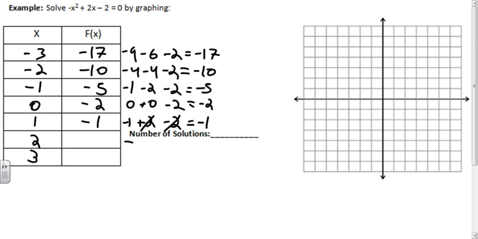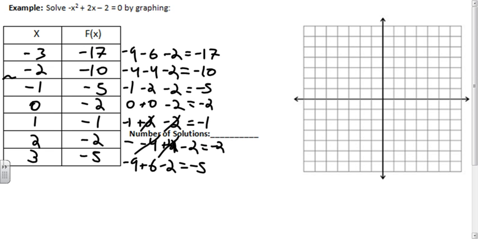Going on with our 2, we have 2 squared is 4. And we want the negative of it, so -4. 2 times 2 is +4. And we subtract a 2 at the end. +4 and the -4 cancel out. So we're left with just the -2. And if we're looking at 3, we want -3 squared is 9. Plus 2 times 3 is 6. Minus our 2. We have negative 9 plus 6 minus 2. That's going to give us our negative 5.